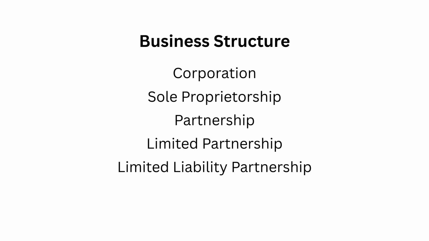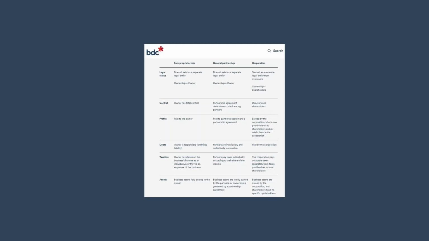Examples of business structures include corporation, sole proprietorship, partnership, limited partnership, and limited liability partnership. We are going to look at the most common business structures, which are proprietorships and corporations. BDC has a nice layout on their website explaining this.